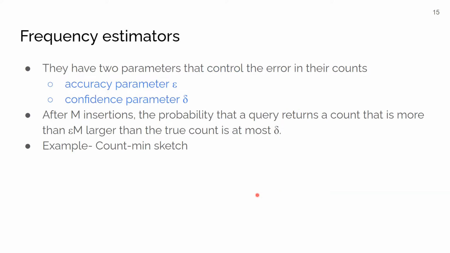And frequency estimators, on the other hand, have 2 parameters that control the error in their counts. The first one being accuracy parameter epsilon, and the second being confidence parameter delta. After m insertions, the probability that a query returns a count that is more than epsilon times m larger than the true count is at most delta. An example being count min sketch.